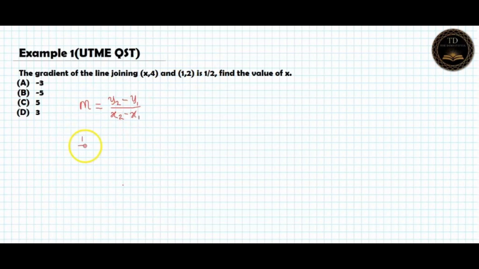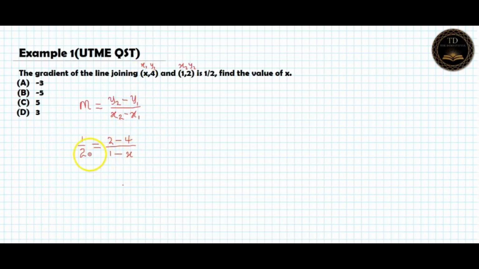So we have 1 over 2 is equal to y2. Now, like I always say, it's always good to label this point so you don't get them mixed up. The first point, x1, y1, and x2, y2, the second point. So y2 is 2. So we have 2 minus y1 is 4 over x2 is 1 minus x1 is x, which is what we're looking for.